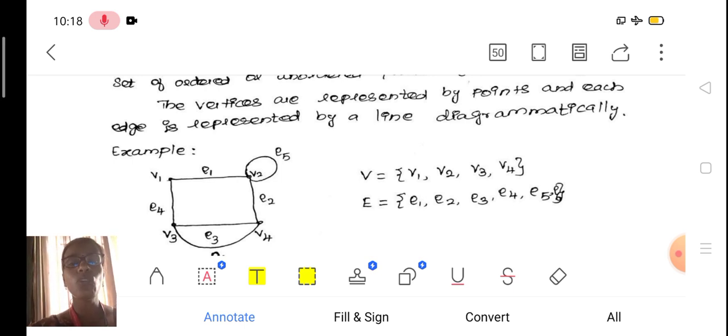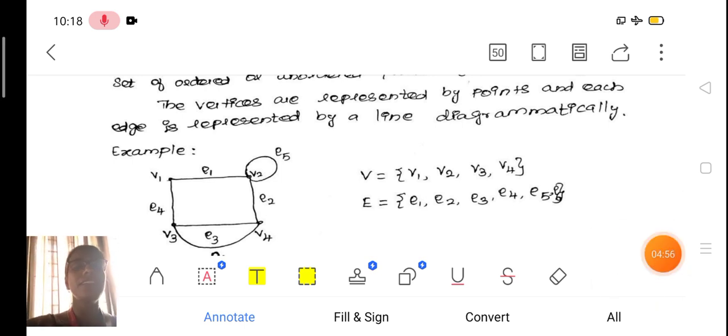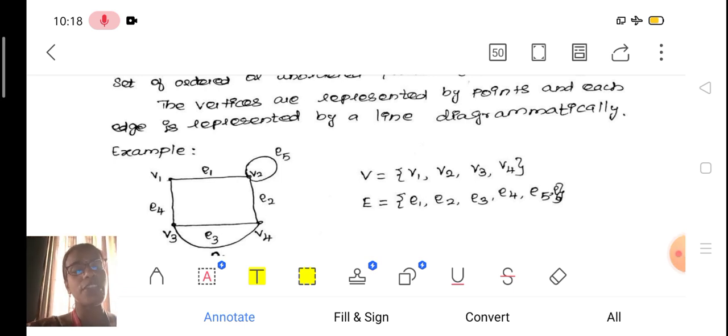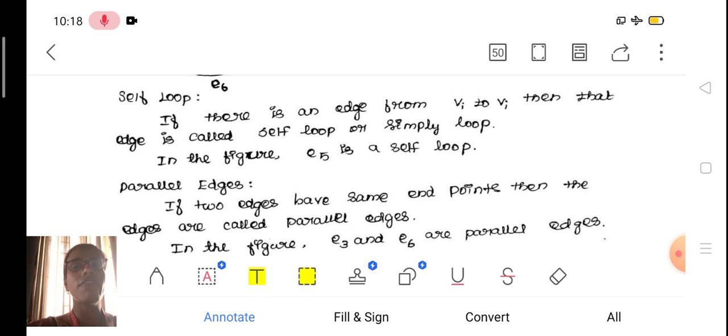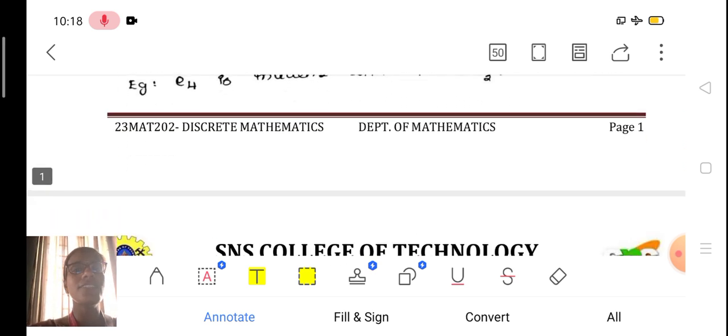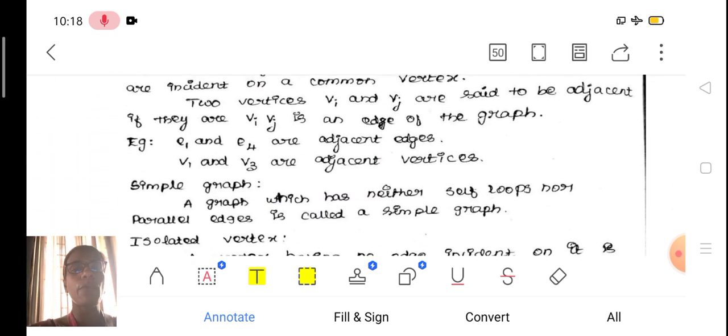And the next thing: when we say this graph is directed or undirected, if the direction is mentioned, we say it is a directed graph. If the direction is not mentioned, it is an undirected graph. If you see here, is this graph directed or undirected? It is an undirected graph because the direction is not mentioned. We covered all the points. Incident, that we know, right? So we covered all the points.